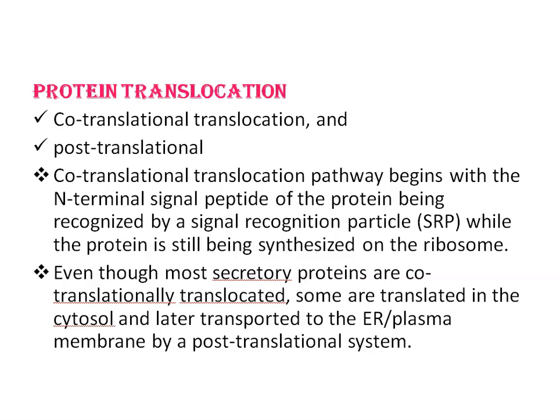The co-translational translocation pathway begins with the N-terminal signal peptide of the protein being recognized by a signal recognition particle, that is SRP, while the protein is still being synthesized on the ribosome. Even though most secretory proteins are co-translationally translocated, some are translated in the cytosol and later transported to the endoplasmic reticulum or plasma membrane by a post-translational system. In addition, proteins targeted to other destinations such as mitochondria, chloroplast, and peroxisomes also use specialized post-translational pathways.